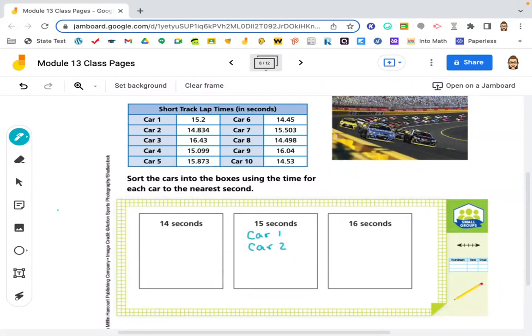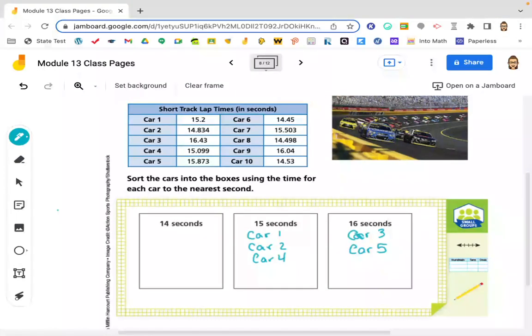So we have car 3. Car 4 has 15 and 99 thousandths. The 0 tells us to leave the 15 alone. So we have car 4. Car 5, we have 15 and 873 thousandths. The 8 tells us to bump up the 5 to 6, so it's 16 seconds.